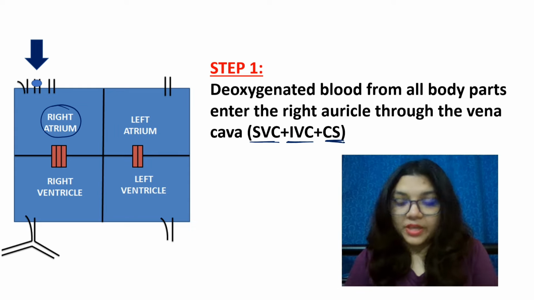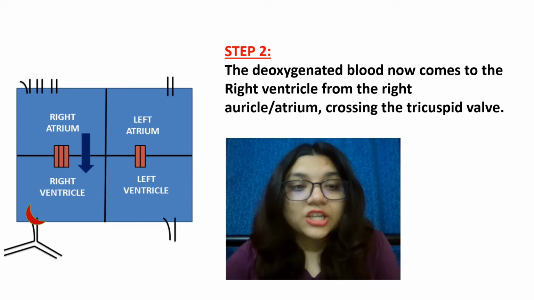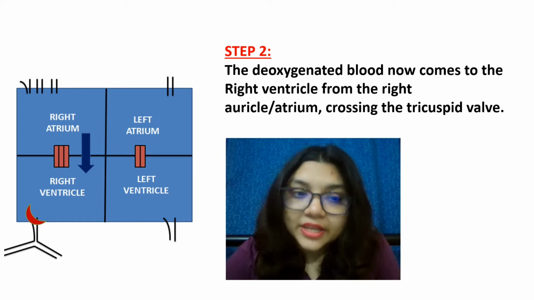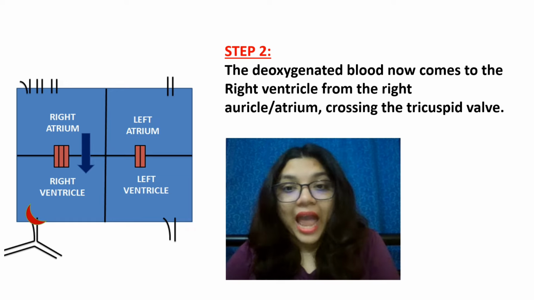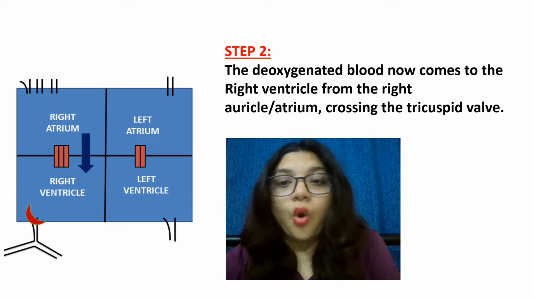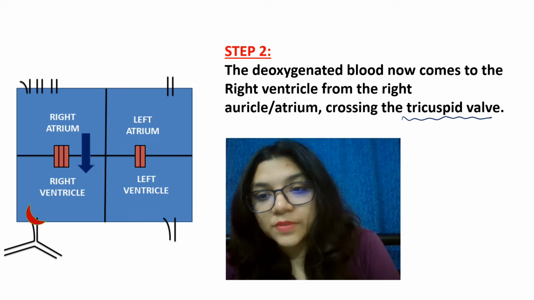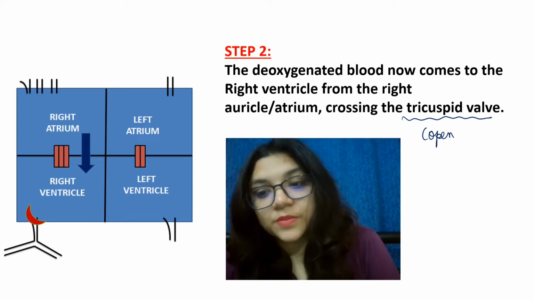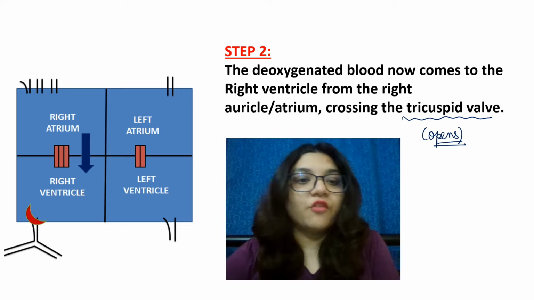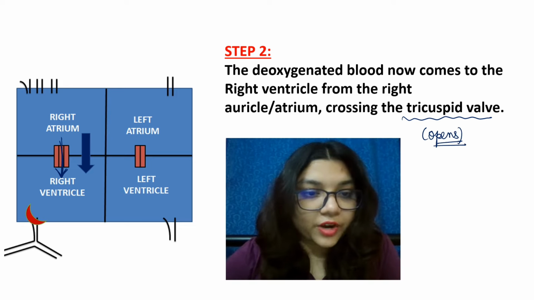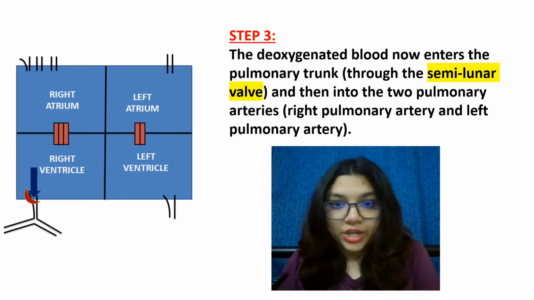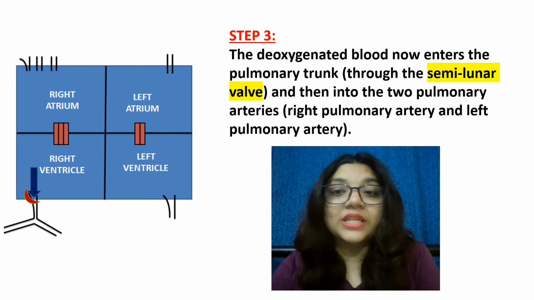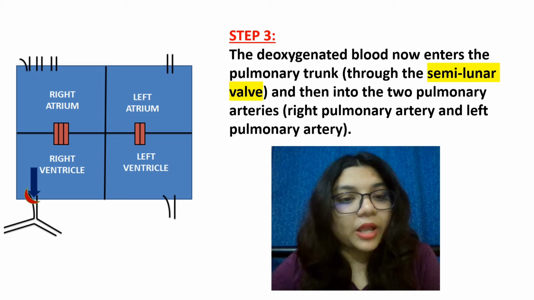This is step 1. Now, step 2, that deoxygenated blood which was there in the right atrium will now flow down into the right ventricle. And this will flow only when the tricuspid valve opens. The tricuspid valve needs to be opened for this blood to cross the tricuspid valve and enter into the right ventricle.